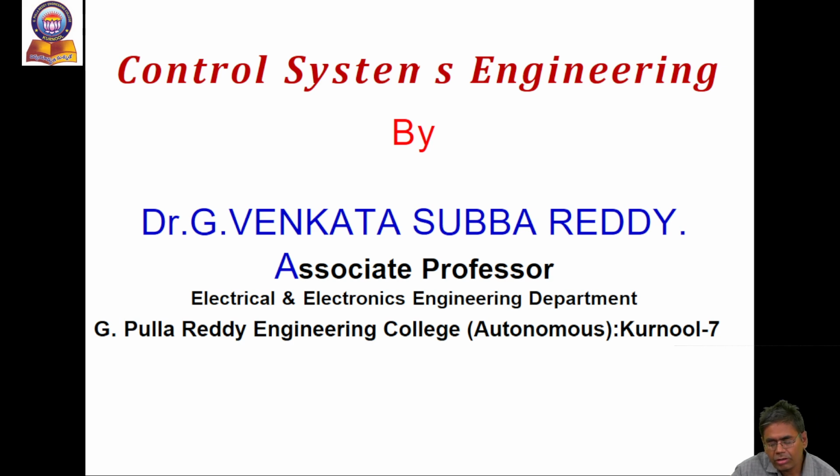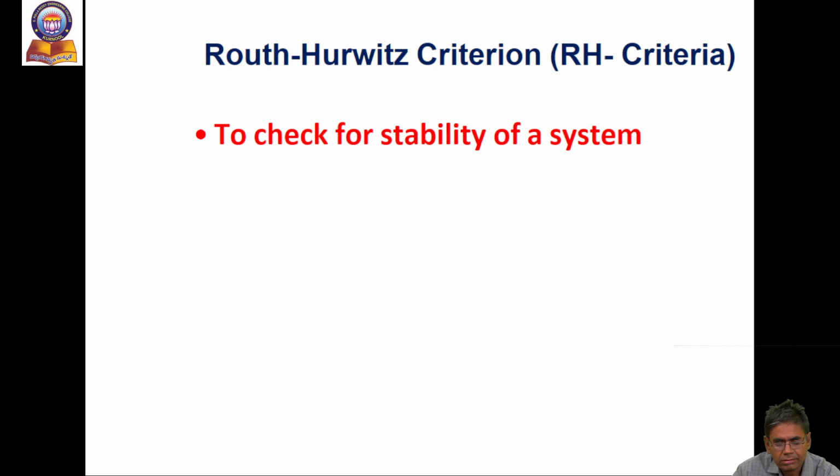Today we are going to explain stability in control systems. In stability in control systems, there are two methods. One is the Routh-Hurwitz stability criterion. The second one is the determination of stability by using the RH criteria and the root locus technique in time domain analysis.